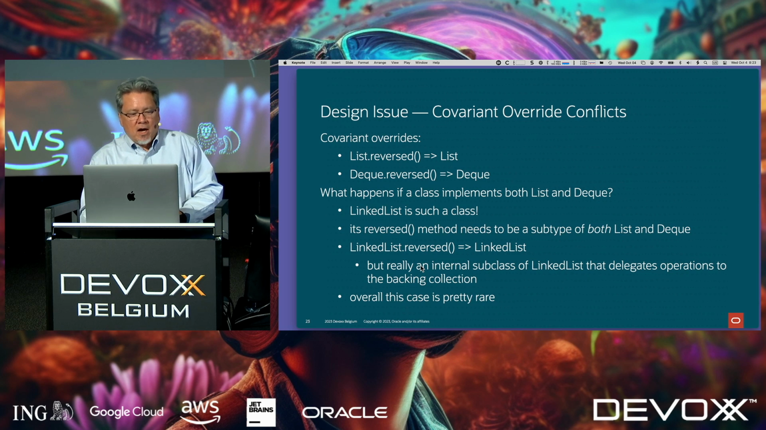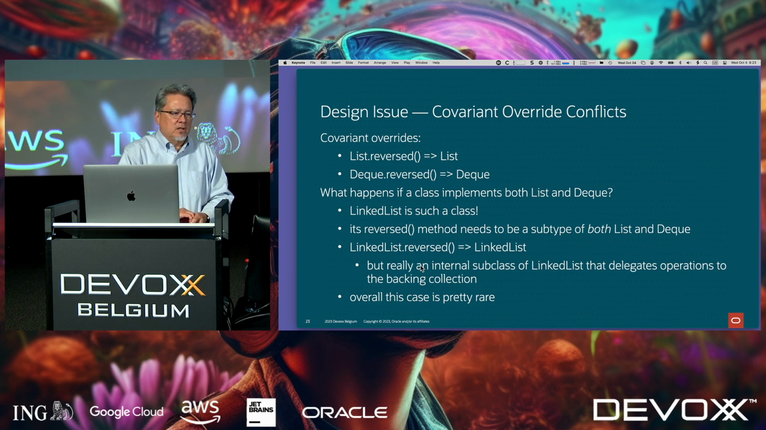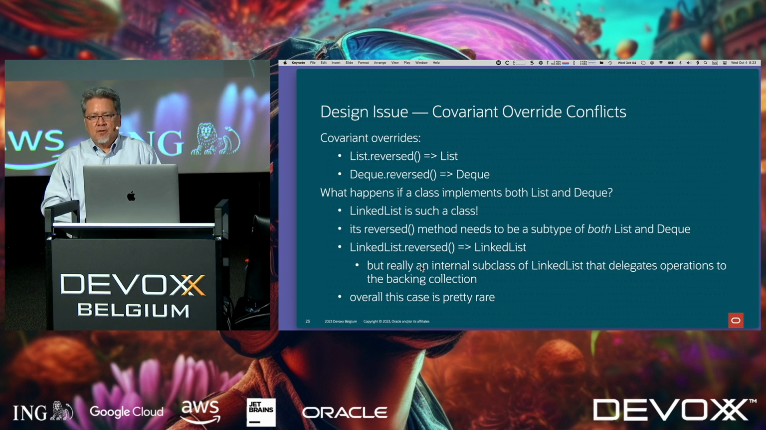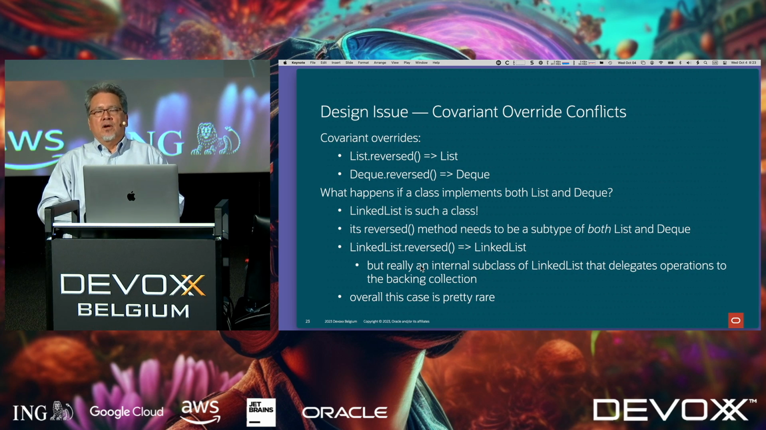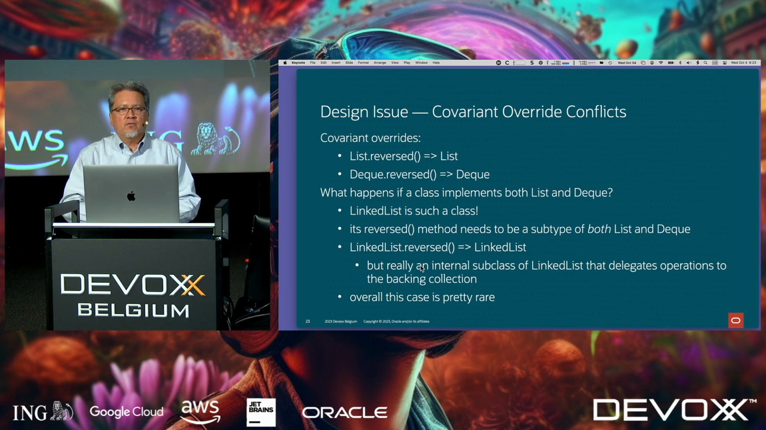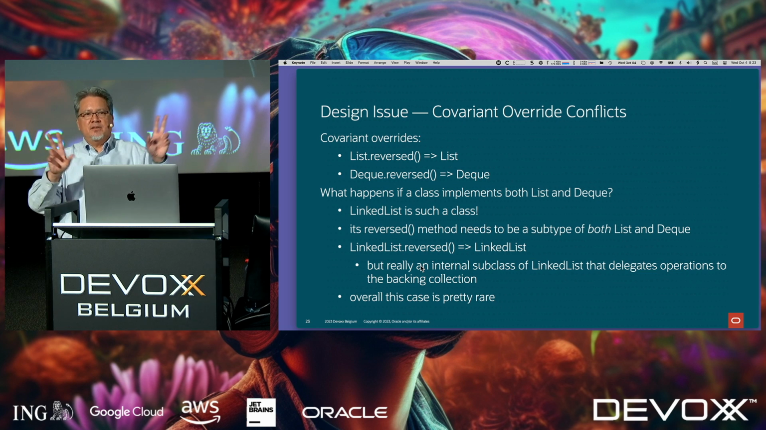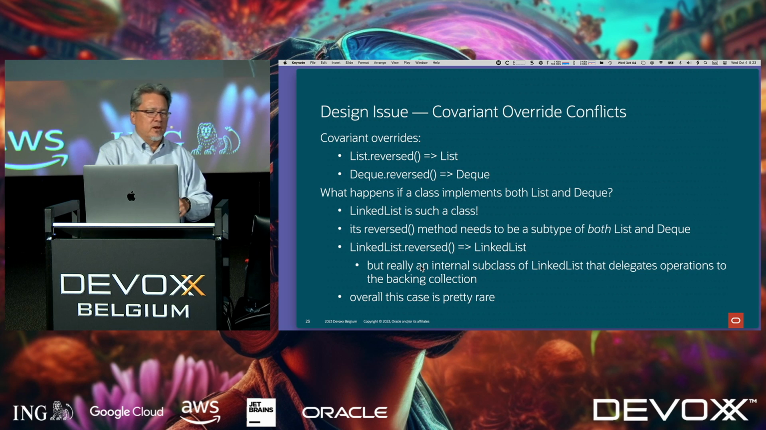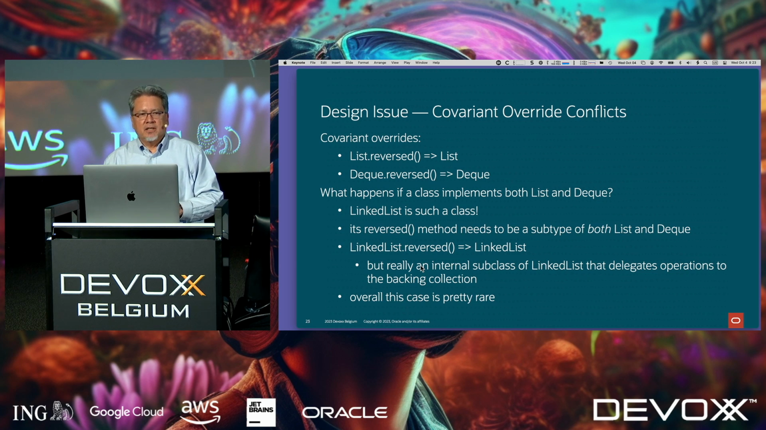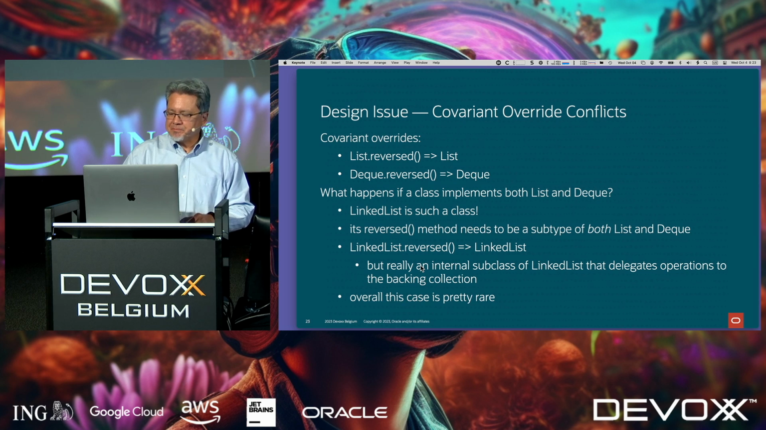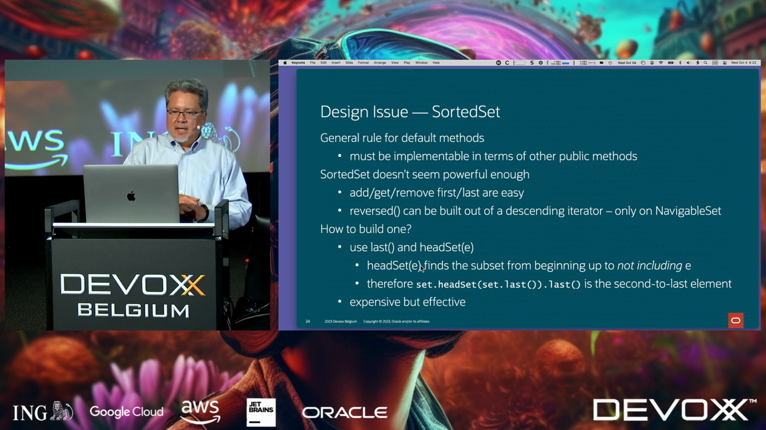But overall, I actually did a search through a large body of code, and it turns out it's quite rare for a class to implement interfaces from two different families from different parts of the collections framework. So I don't think this is a problem. It's not difficult to deal with this, but it is kind of tedious. But I don't think it'll come up in practice very much.